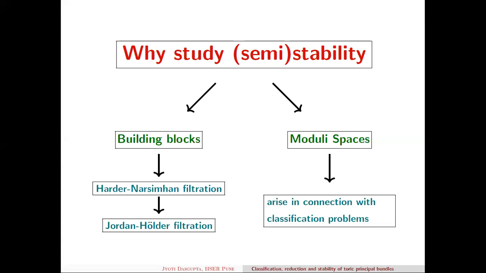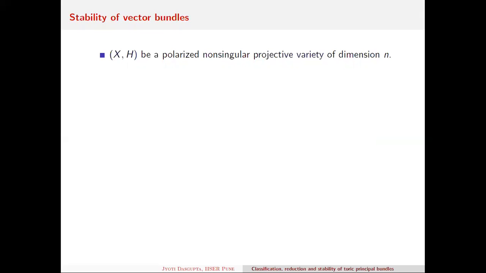So now let us define stability of vector bundles formally. We have a non-singular projective variety X of dimension n. By a polarized non-singular projective variety, we mean that H is an ample divisor on X. And we have a vector bundle E over X. Then we can talk about the degree of the vector bundle with respect to this polarization. That is just the intersection product of the first Chern class of E with H^(n-1). And then the slope of E is defined to be the ratio of the degree to the rank.